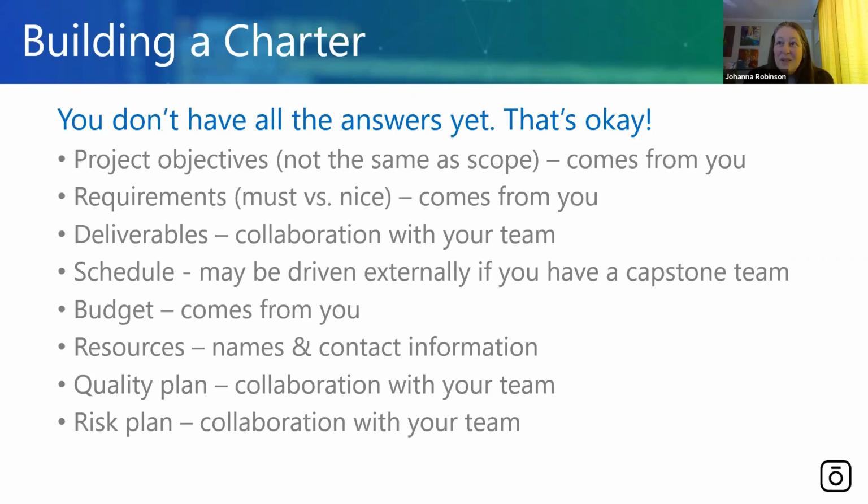And then resources. All this stuff, you want to document in your little 1 or 2 page document. The names and the contact information for everybody on your team, having that in a central place is so useful. Then the quality plan, how much effort you're going to put into quality, figure that out with your team. And same thing with the risks. I'm going to talk about both risk and quality in just a minute, so I won't go into that too much here. So I just dumped a lot of information on you.